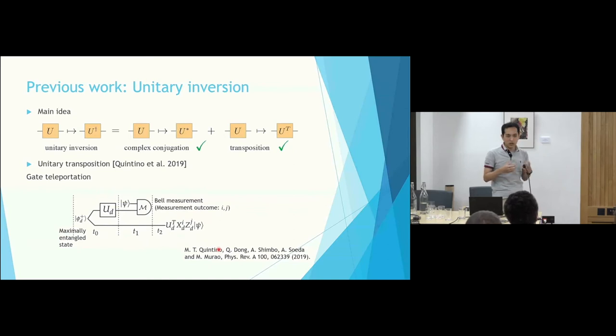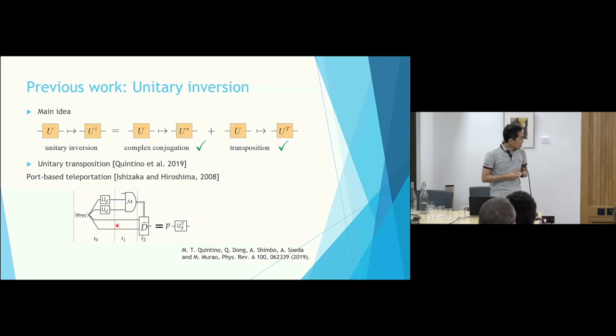Okay, now for the transposition, one of the simplest ways to do unitary transposition is to use gate teleportation, which is basically a combination of teleportation and applying a unitary. This first part of the circuit is in fact equal to as if you've applied the transposed unitary on the lower part of the maximally entangled state. And if you want to increase the probability by using the input operations more times, then you can use port-based teleportation. I'm not going into detail, but the point is that this is a probabilistic exact implementation, and the success probability increases as you increase the number of unitaries.